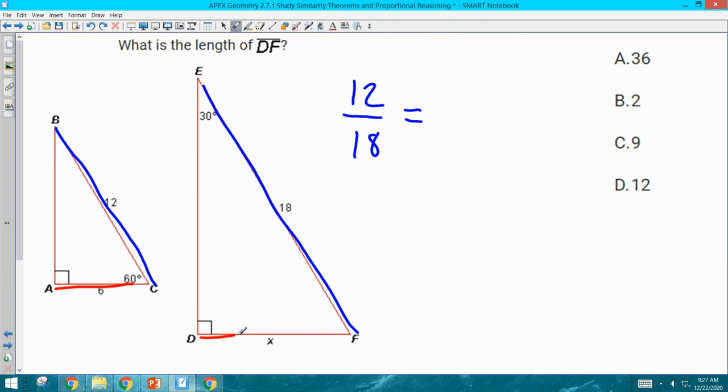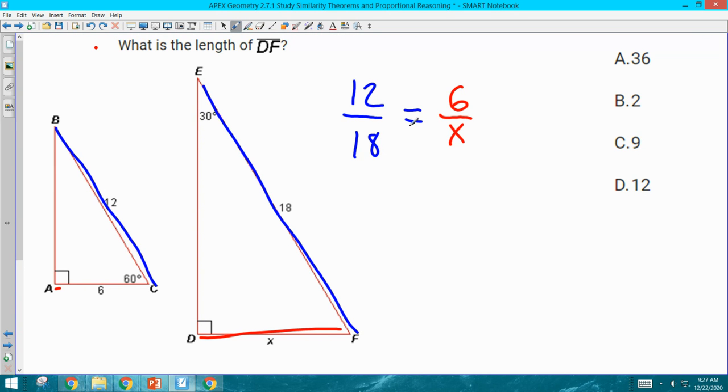And the corresponding legs that we know are 8. Oops, not 8, 6. That's why you shouldn't draw over your problem here. 6 over x. 6 over x.